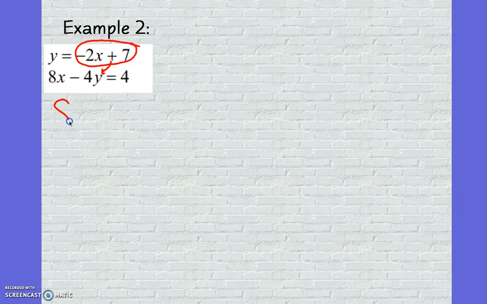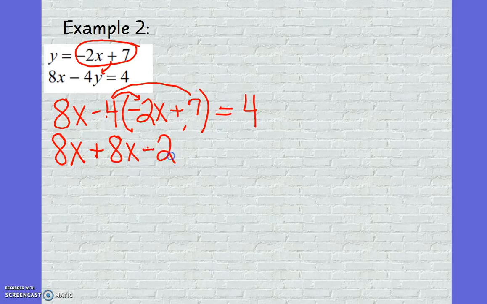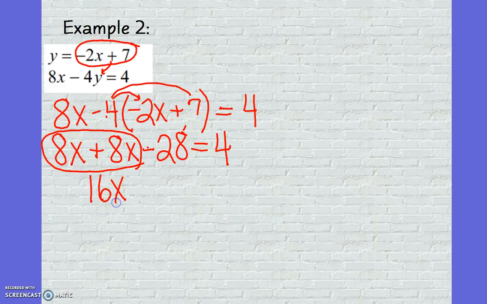So what that's going to look like is 8x minus 4 times negative 2x plus 7 equals 4. So now we're going to have to use our distributive property. This is a negative 4. A negative 4 times a negative 2 is going to be a positive 8x. A negative 4 times a positive 7 is going to be negative 28 equals 4. We're going to combine our like terms. 8x plus 8x is 16x minus 28 equals 4.